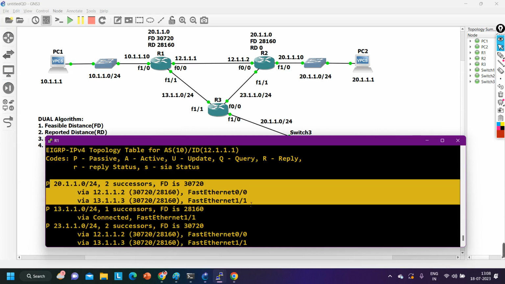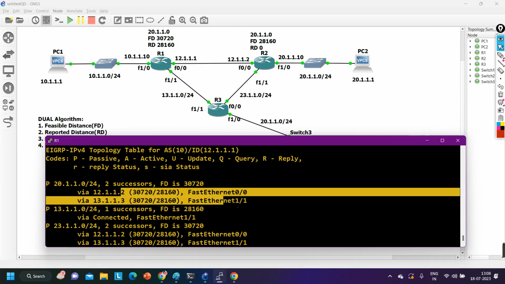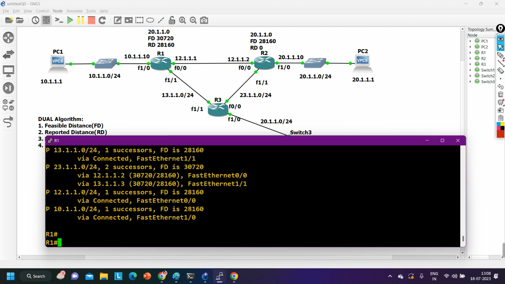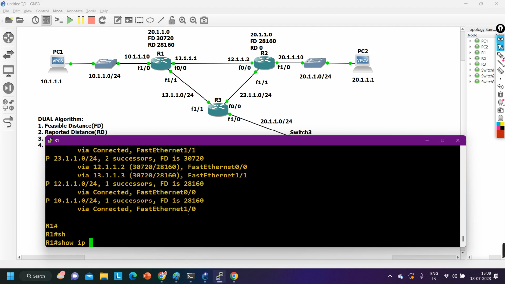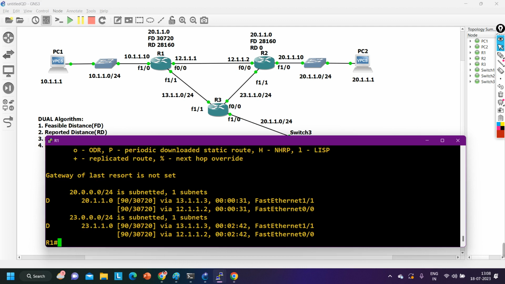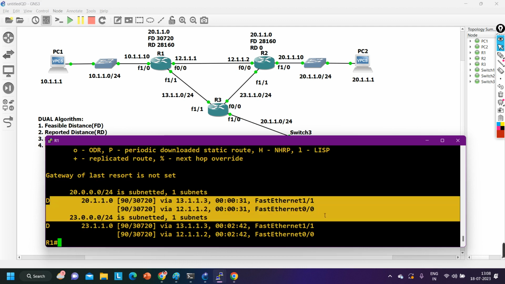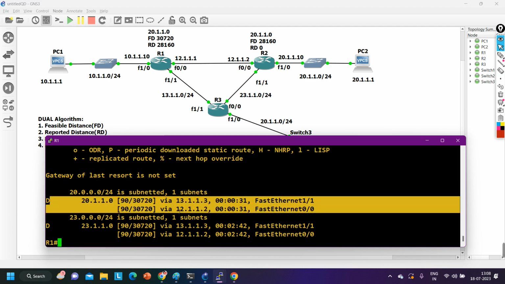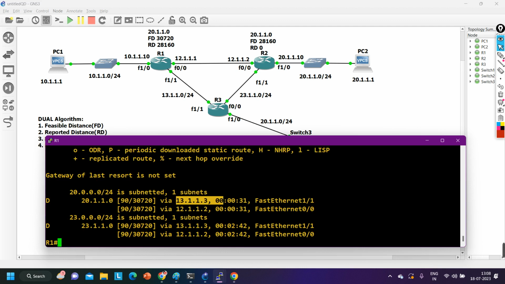For the 20 network, how many paths are there in the topology table? 2? Yes. How many paths do we have? 2 paths. And from both sides, RD and FD are the same. So router 1 will perform what? Load balancing. So show IP route EIGRP, it is performing load balancing. It will forward 50% traffic to router 2 and 50% traffic to router 3. Am I right? Yes.